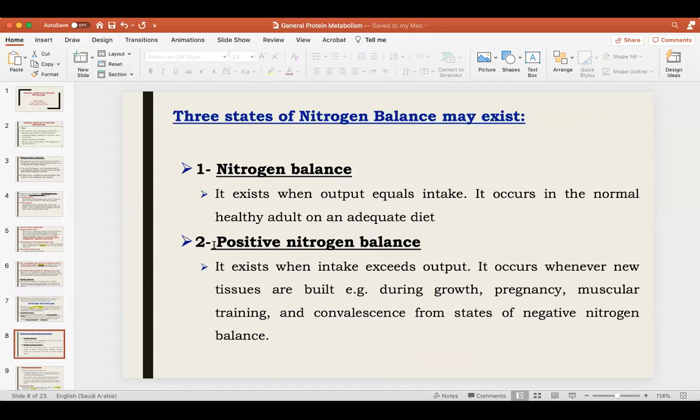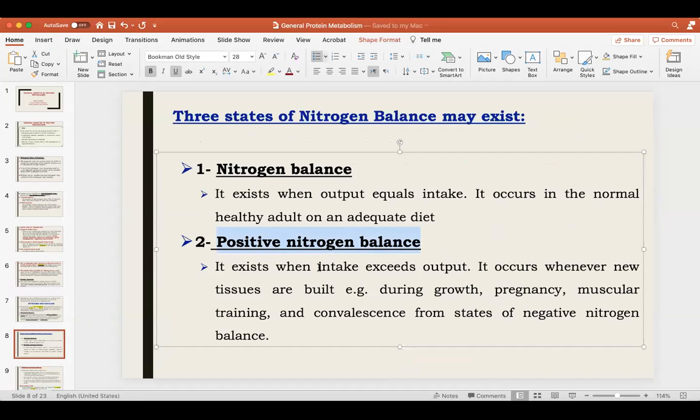What is a positive nitrogen balance? Positive means the intake of the nitrogen in our diet is more than the nitrogen which goes outside our body, exceeds the output. This occurs during building of your tissue protein, such as in a growing child, during pregnancy, during muscular exercise, when there is building of the muscle mass. Those who practice exercise build the muscle mass, so there is building of tissue protein. So the amount of intake of proteins exceeds the protein which goes outside the body.